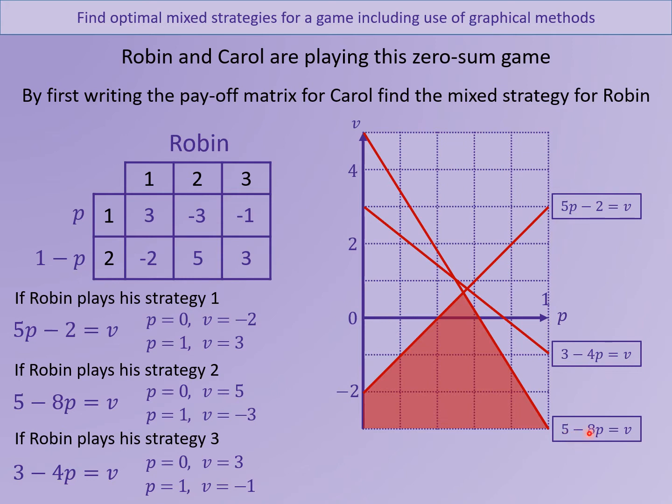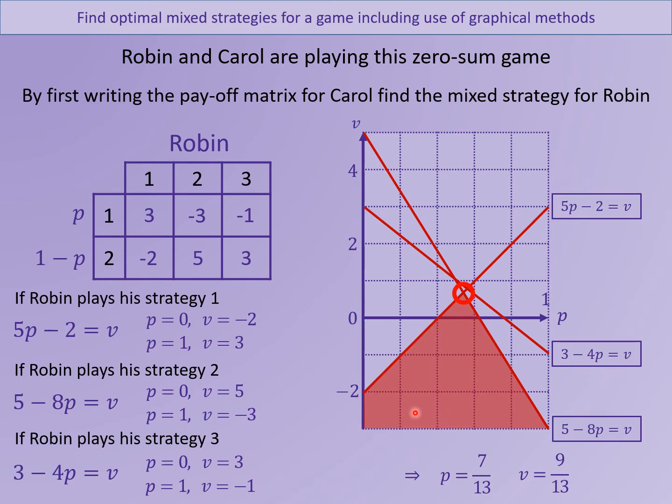So I can see it's that graph and that graph. You can set them equal to each other. And then once we know what that value is, we can figure it out by using simultaneous equations. P is going to equal 7/13, and the value of the game will be 9/13.